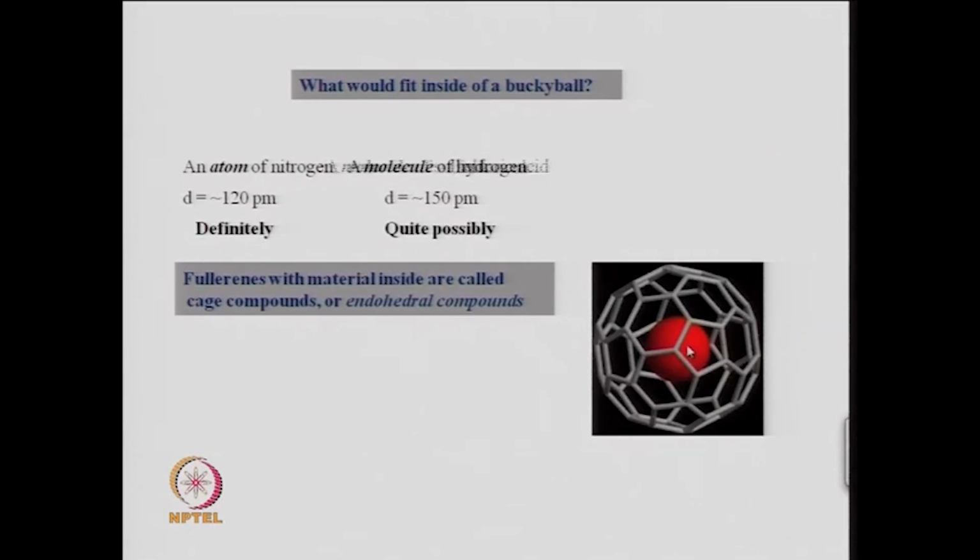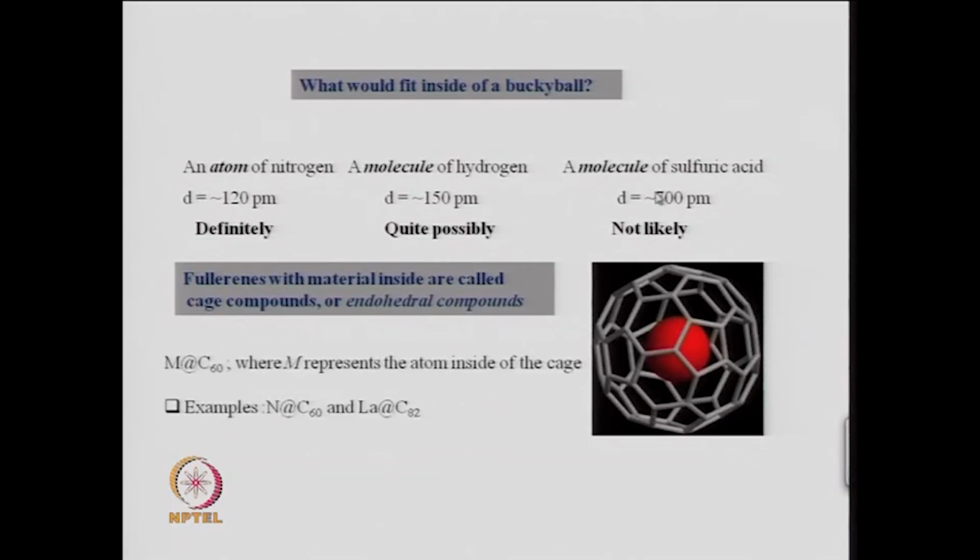Now, can we put a larger molecule, say a molecule of sulfuric acid? A molecule of sulfuric acid has a diameter of approximately 7 angstroms, which is like 0.7 nanometers, and this whole thing is of the order of 0.71 nanometers. So, this will be very difficult or more or less impossible, to put a molecule of sulfuric acid inside a C60 cage. So, this is not likely to be the case.